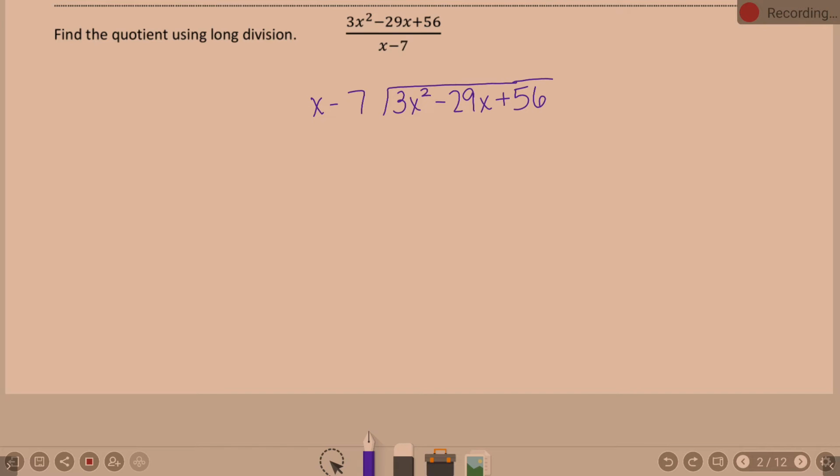Okay. You've got a better idea of what you're doing this time? This one might actually be easier than the last one, I guess about equivalent. Where do we start? What are you asking yourself? What do you have to do to x to get 3x squared? Or in other words, 3x squared divided by x is what? And that is 3x. Where do I put my 3x?